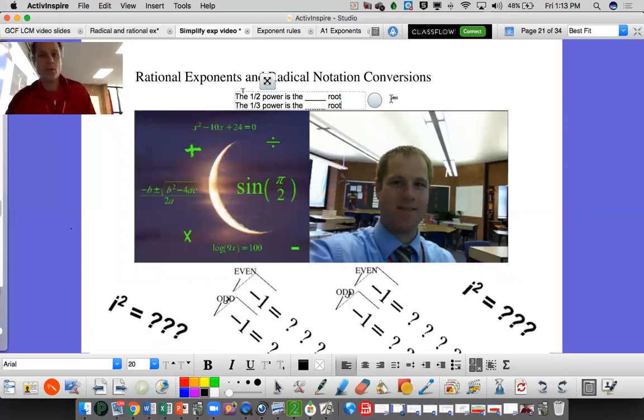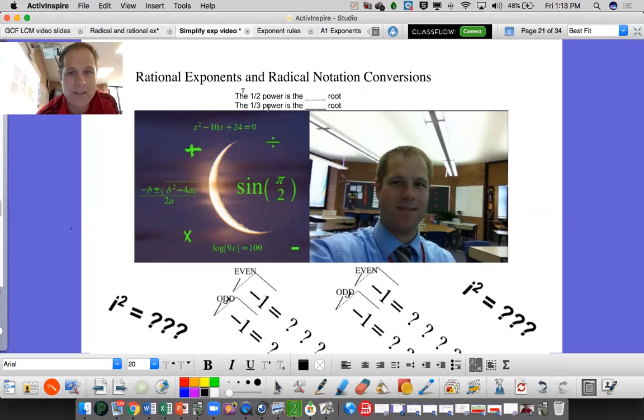You need to know the answers to both of those questions right there. The 1/2 power is the square root, and the 1/3 power is another kind of root, and it just escalates from there. They just keep going up. The 1/4 power is the 4th root, and so on and so forth. So you need to know that's the square root.